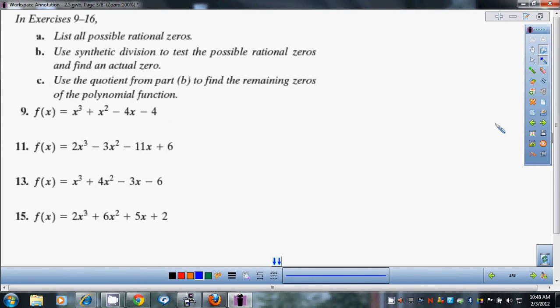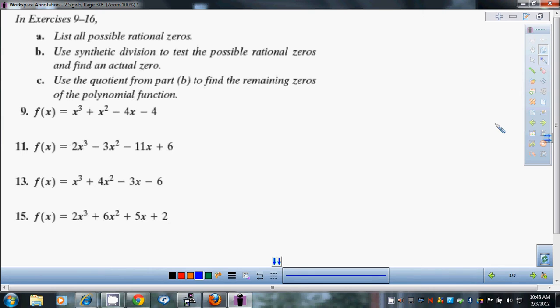Okay, 9 through 15. Part A, list all possible zeros. That's just P over Q. Part B, once you find them, divide them out using synthetic division. Part C, once you've divided it out, take your depressed polynomial and find the other two roots. So essentially, these are the exact same as 42 through 46 on last night's assignment, with the one exception being you have to find the first one.